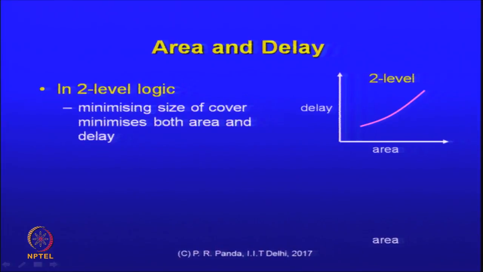Okay. For such kind of representation, let us see what is the relationship between area and delay. In two level logic, minimizing the size of the cover, which is what our objective was, remember, it minimizes area. Of course, there is a straightforward relationship between the number of implicants we are including in the cover and the size of the circuit. What about delay?